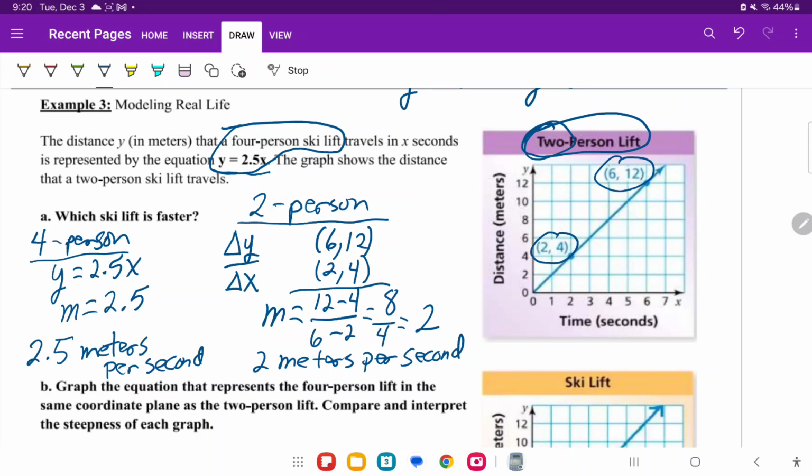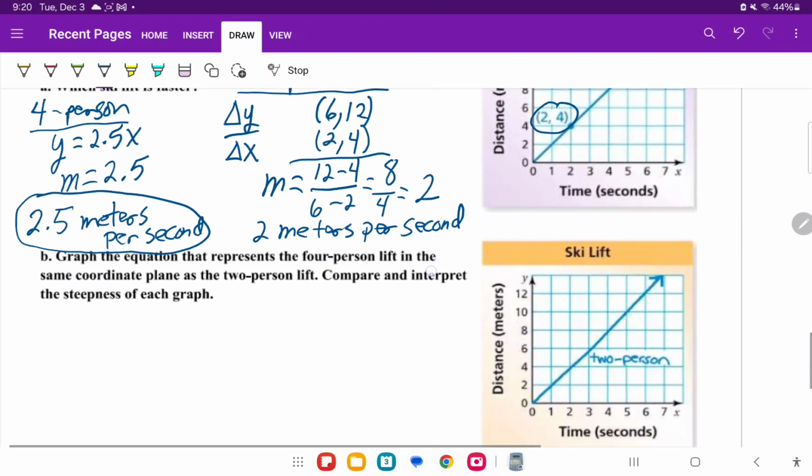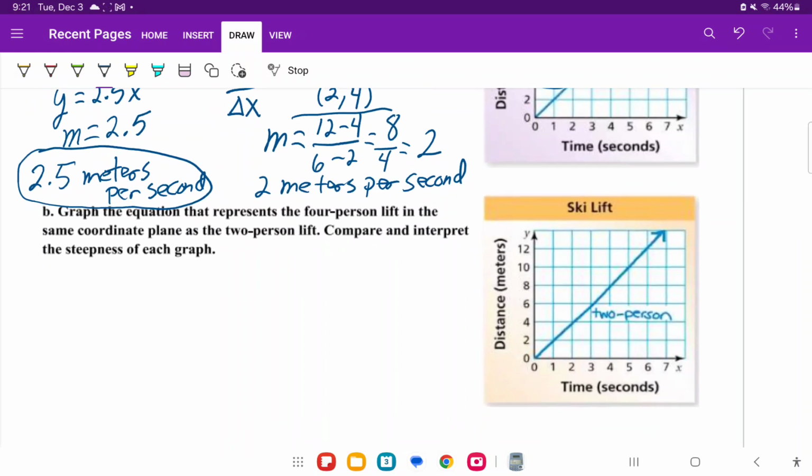So it's going faster, right? The 4-person lift is faster than the 2-person lift because this goes faster. So the 4-person ski lift is faster. May not make sense, but that's what it's saying. Because it travels 2.5 meters a second. This one only travels 2. Okay, so then graph the equation that represents the 4-person lift on the same coordinate plane as the 2-person lift. And then we'll compare and interpret that.